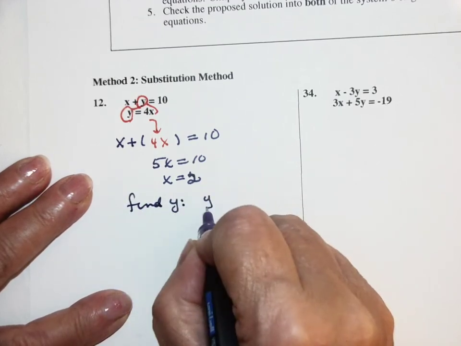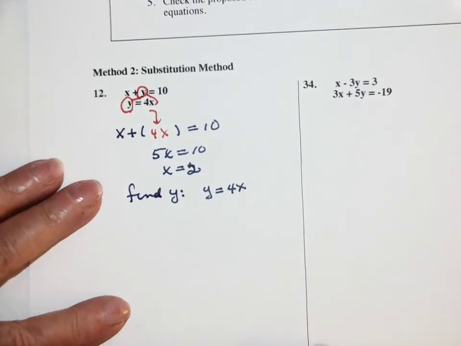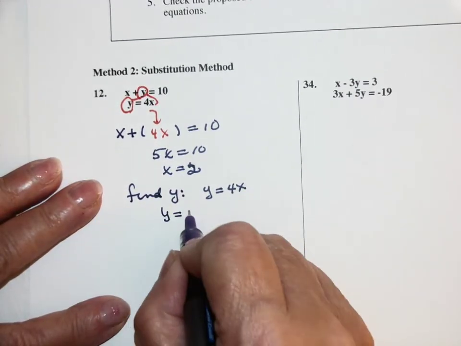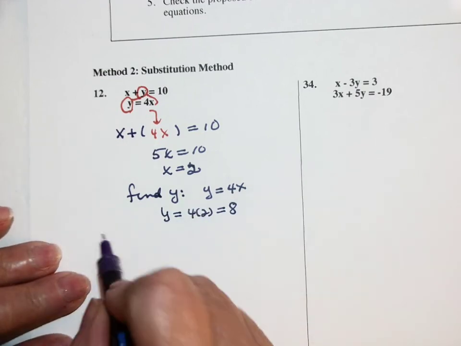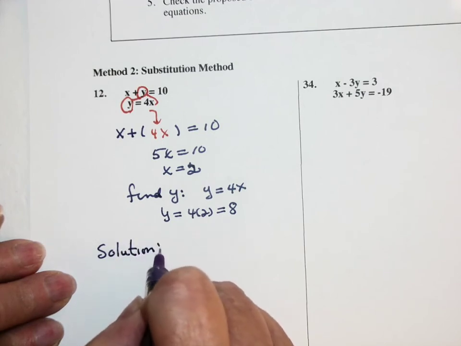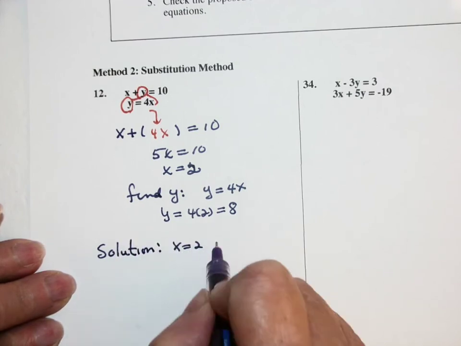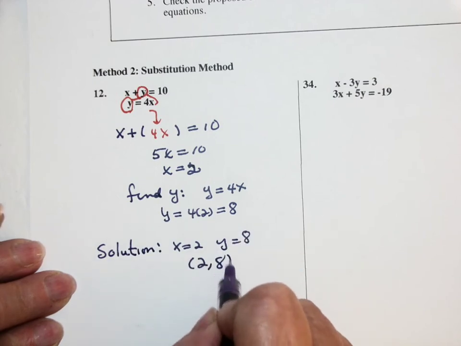Easiest thing to do, I know y is equal to 4x from the second equation. So y is 4 times 2, which is 8. So a solution is x equals 2, y equals 8, or the coordinate point (2, 8).